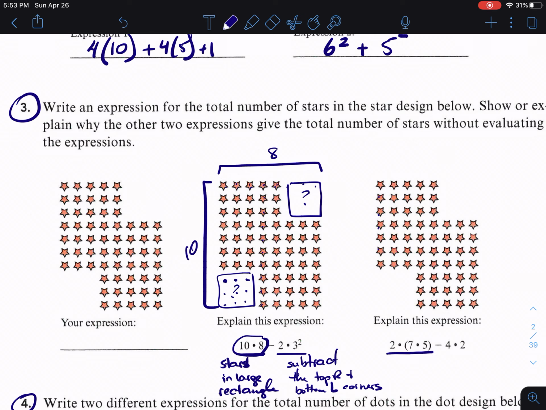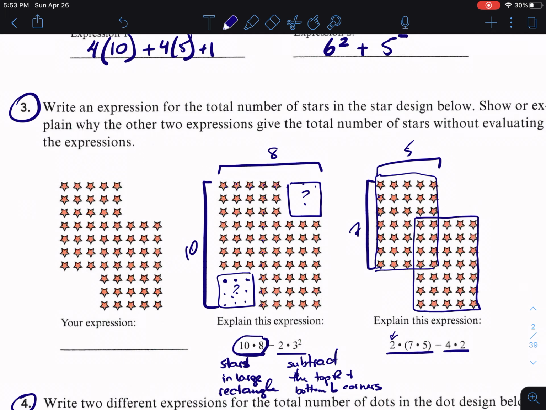2 times 7 times 5 minus 4 times 2. Where is the 7 and a 5? And why are there 2 of them? Well, I see this is 5, and I see that this is 7. Do you see those? So the rectangle that's 5 by 7 would be this one. But where is the second one? Oh, why are there 2 here? Well, you see that there is another one, but they overlap.